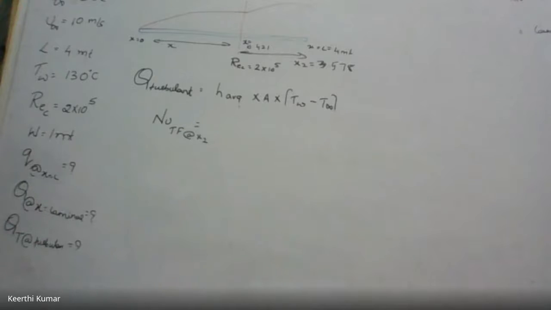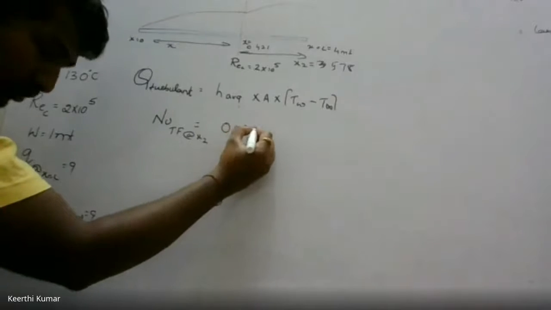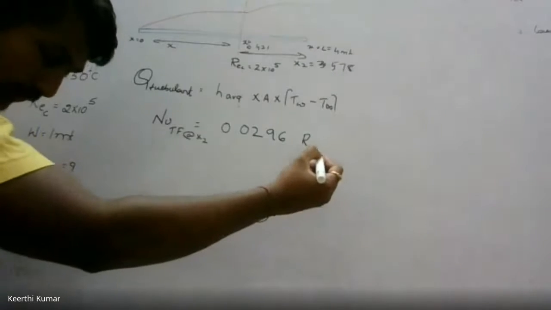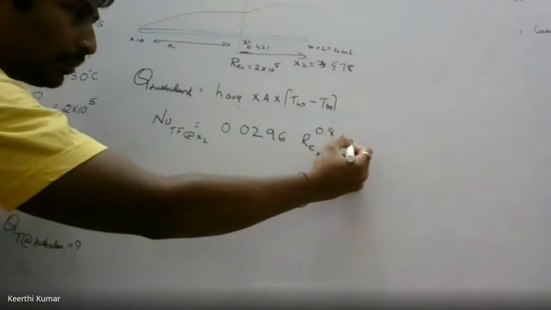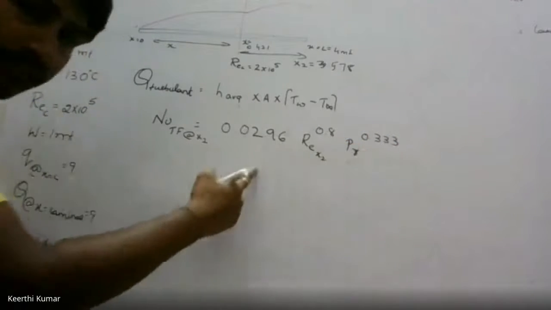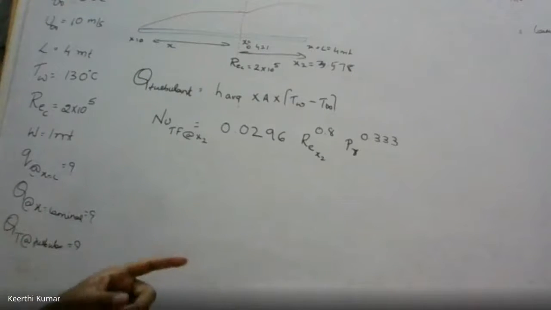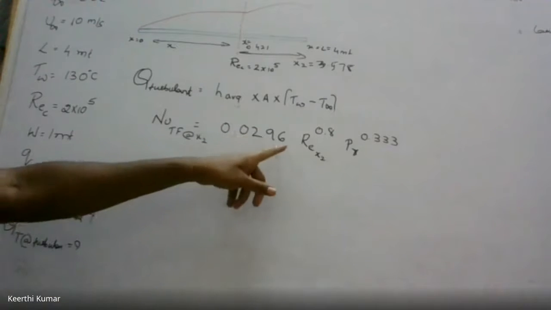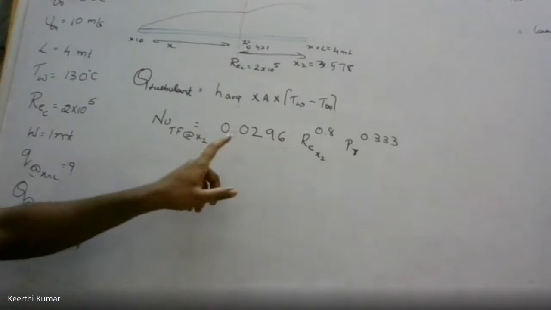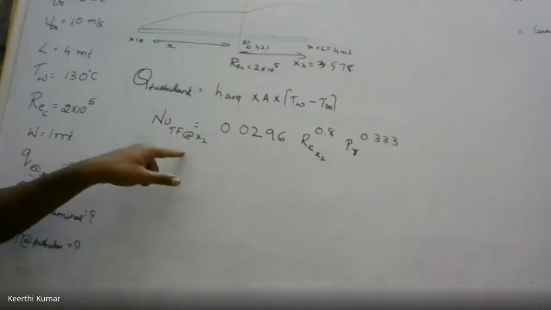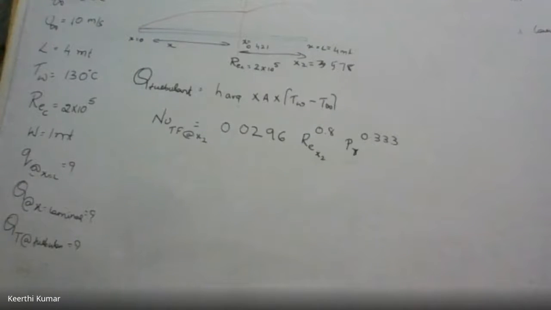The formula for the Nusselt number whenever it is a turbulent flow is 0.0296 Re x2 to the power of 0.8 Prandtl number to the power of 0.333. This is the formula we are supposed to use whenever we are solving the problem in the turbulent region. If it is the laminar region, the formula is different. But if it is turbulent, this is the formula. Please check out in the data handbook Nu for turbulent flow.